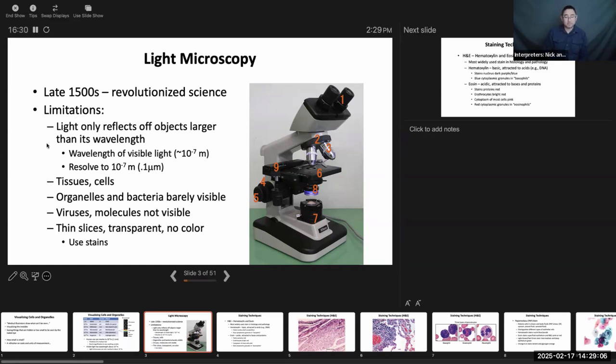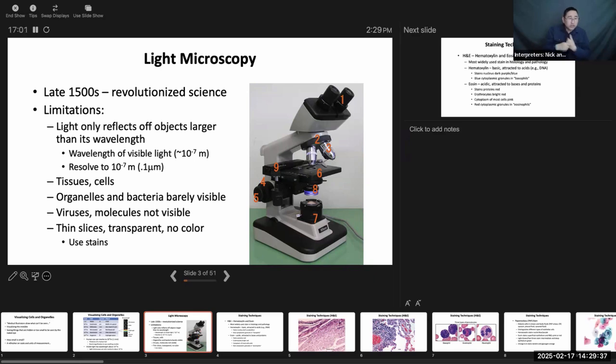So I already mentioned one of the limitations of light microscopy, even though it absolutely revolutionized science from the Renaissance onward. There are some issues with it that limit its usefulness. Light can only reflect off of objects that are bigger than its wavelength. So light microscopy can only resolve things down to 10 to the minus 7 meters, or about 1/10 of a micron, which means you can easily see the structure of tissues.